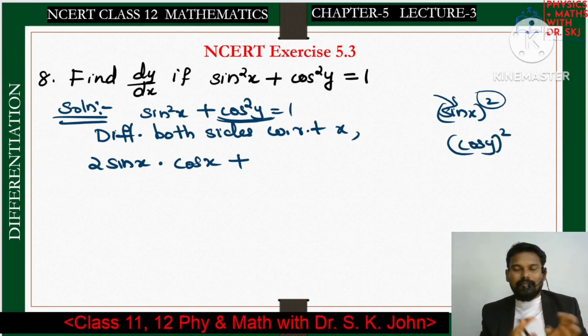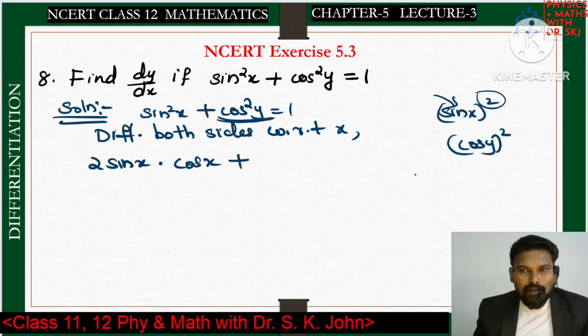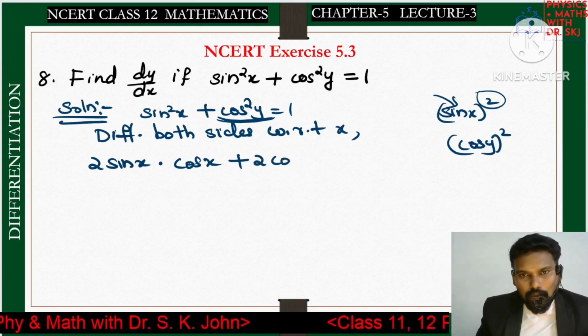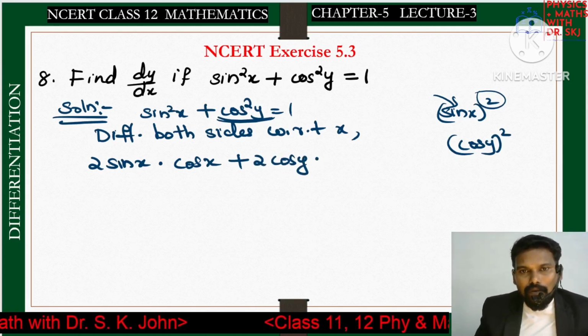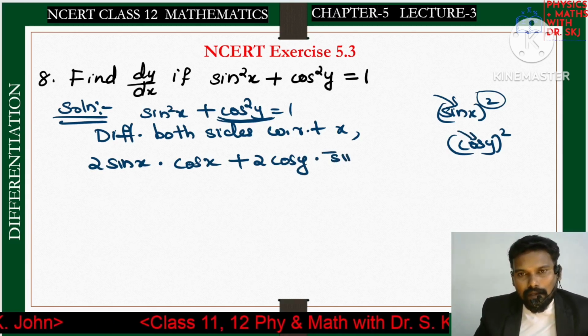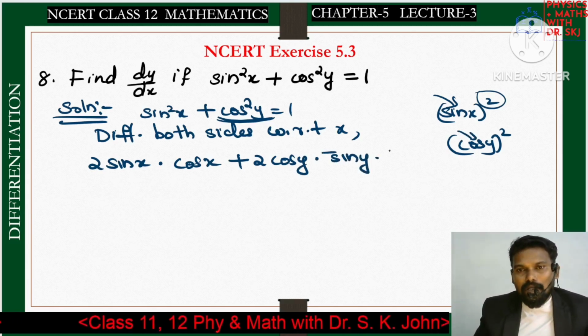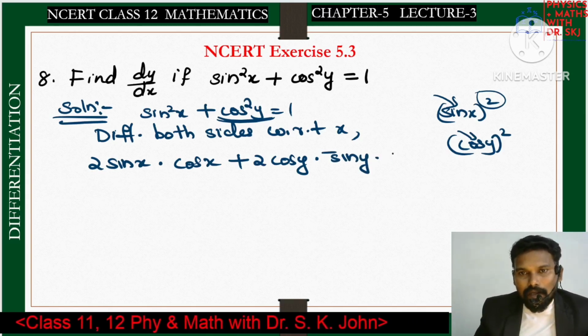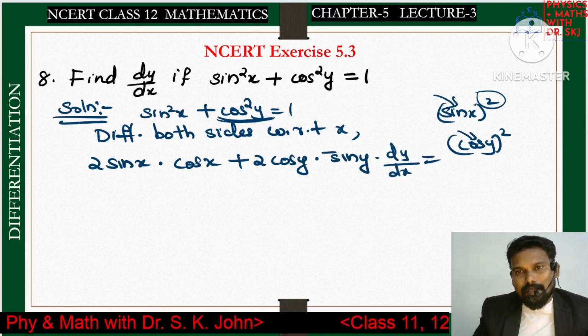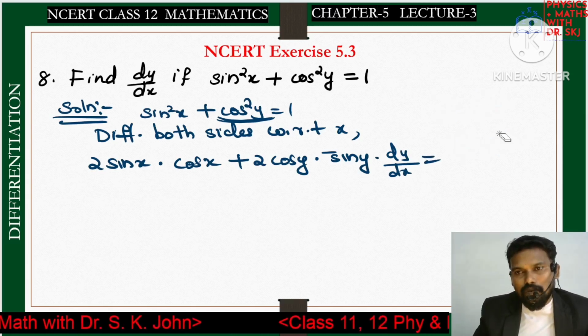Cos y the whole square is written as cos square y. So first we have to differentiate the square. So 2 cos y. Then we have to differentiate the cos. The derivative of cos y is minus sine y. Then we have to differentiate y. The derivative of y is not 1, it is dy by dx. And on the right hand side, we have 1. What is the derivative of 1? It's 0.